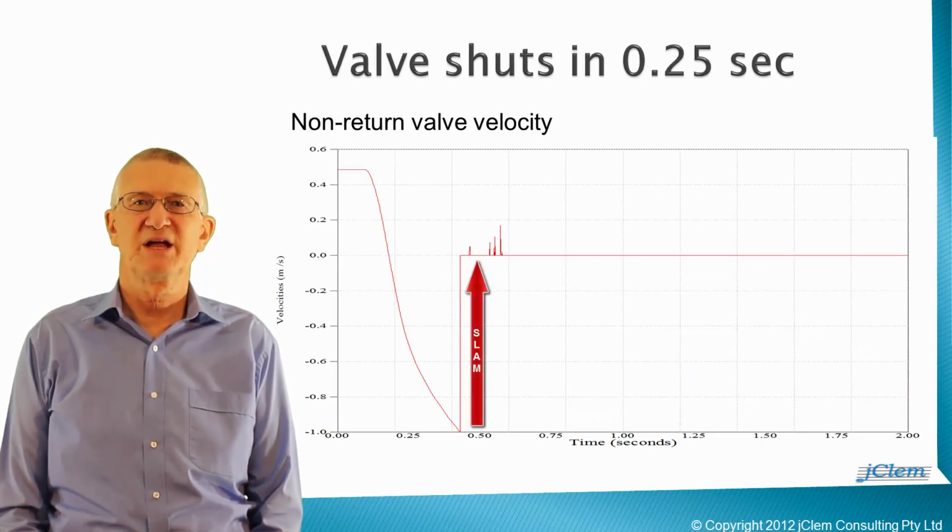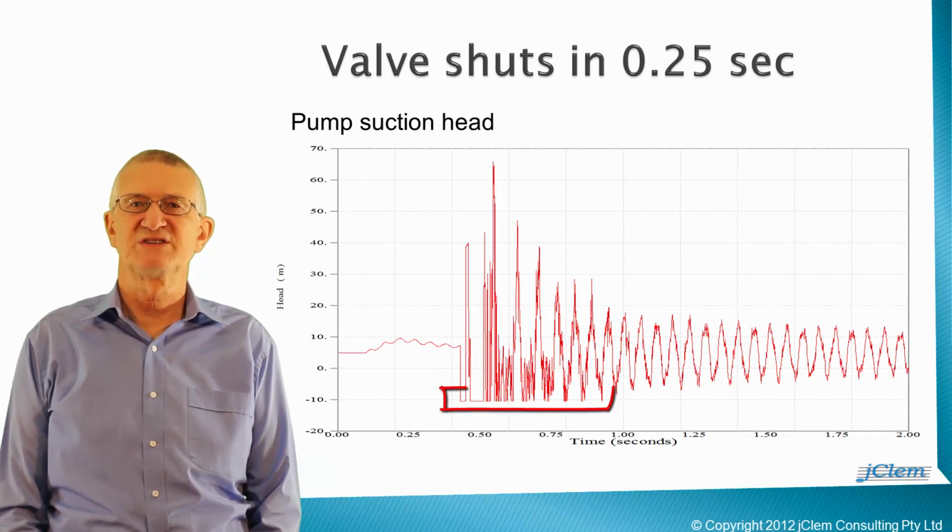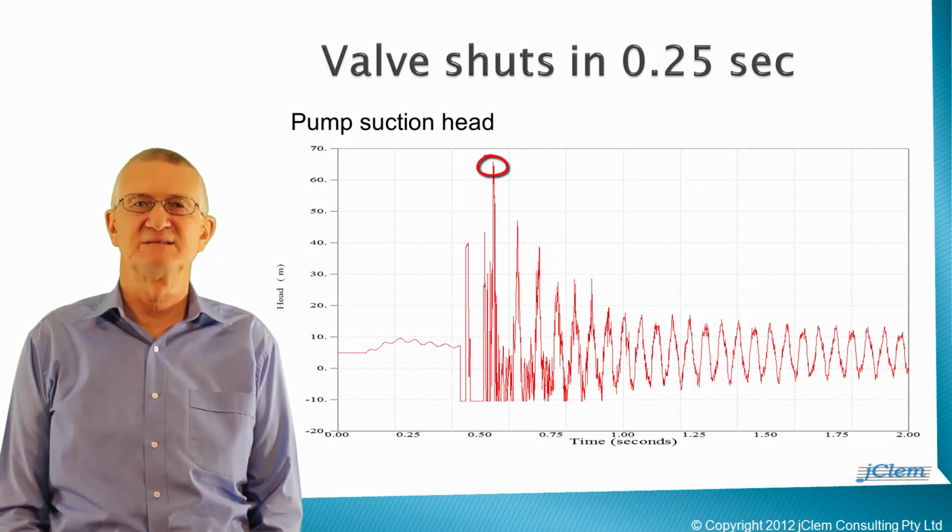Let's find out by looking at a valve that can close in 0.25 seconds. And I chose that value by trial and error, seeking a valve that would limit the maximum reverse velocity to 1 meter per second. Here on the pump suction we see that vaporization still occurs. However, the maximum head spike has been lowered to 65 meters. I won't waste time looking at the delivery head because the 0.25 second closure case has not solved the problem adequately.